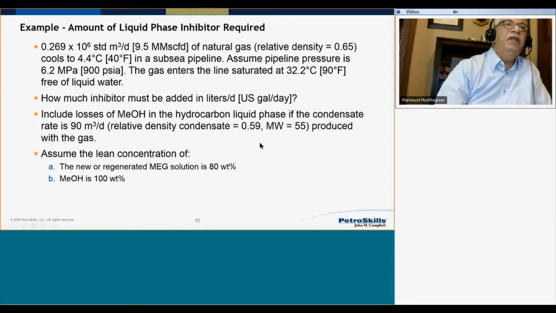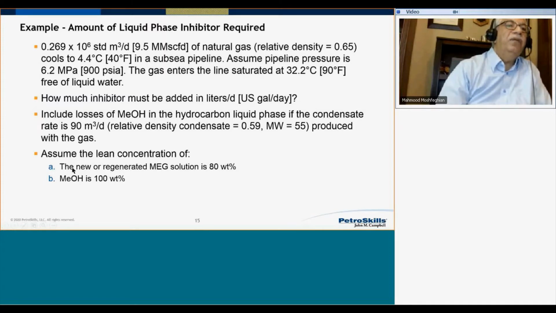Another application is pipeline inhibition. Suppose you have a natural gas flow rate of 9.5 million with a relative density of 0.65. It is cooled down to 40 degrees Fahrenheit in a subsea pipeline. Assuming pipeline pressure is about 900 psi, the gas enters the line saturated at 90 degrees Fahrenheit, free of water. We're going to see how much inhibitor must be added in gallons per day to prevent hydrate formation. We're going to look at two scenarios.